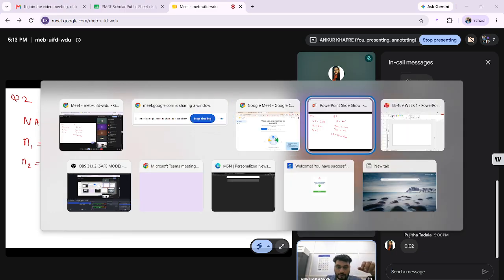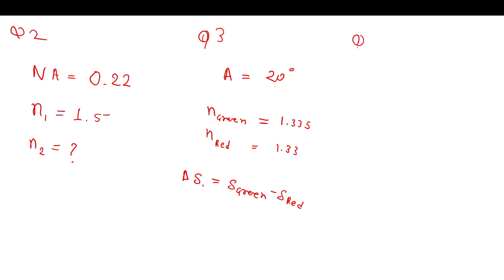Question number 4 I am giving you. This is related to question number 2 only. Suppose you have the core refractive index 1.5, and the cladding refractive index is approximately 1, like air. Then what will be the NA, numerical aperture? You need to calculate. Try these three.